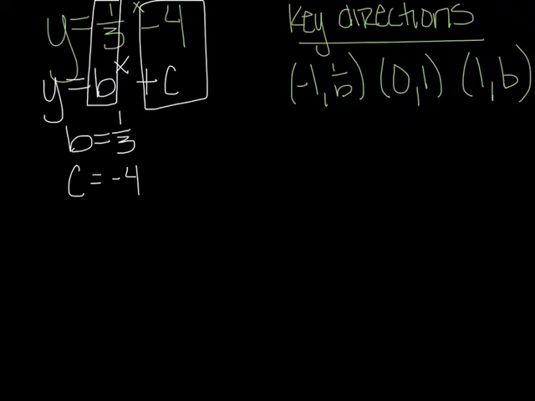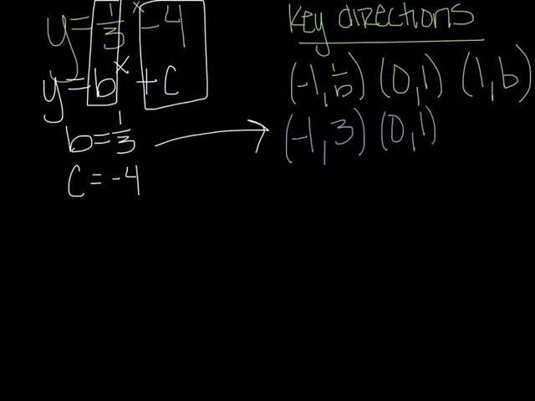All right, so using this b value and plugging it into our key points, when x is -1, y is 1 over b. Remember, 1 over 1/3 is the same as 1 times 3 over 1, which is 3. We have the point (0, 1), no variable in that set, so nothing to plug in. And (1, b), so (1, 1/3). So let's go ahead and graph this information.